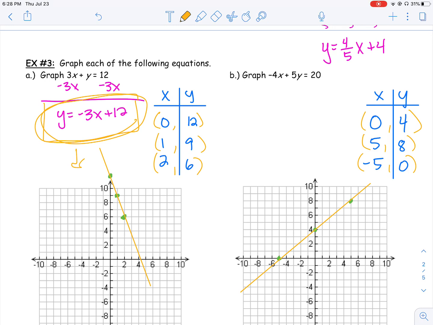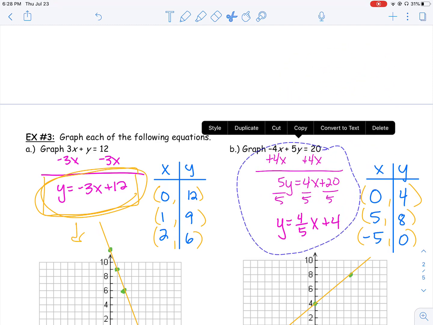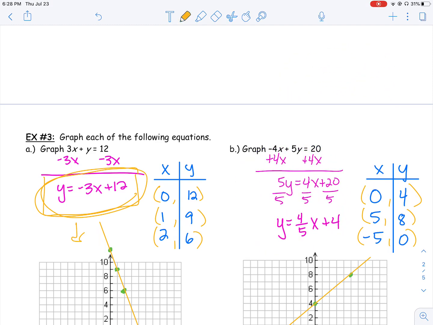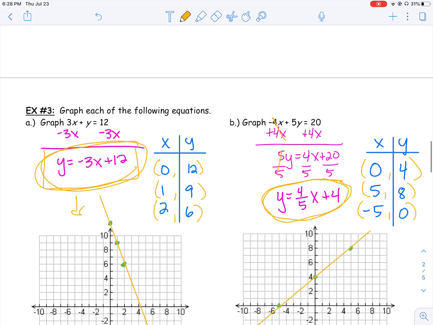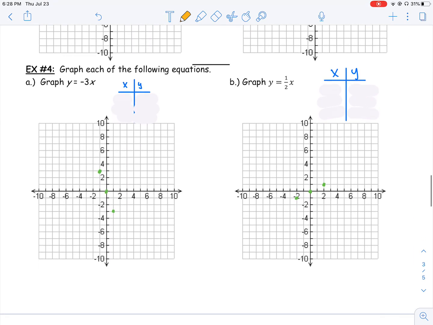I used standard form, but maybe some of you put it in y equals mx plus b. I did that by adding 4x to both sides, and then dividing everything by 5. I ended up getting the equation y equals 4/5 x plus 4. Hold on to that for a second, and let's see if you can come up with any sort of pattern for that equation.